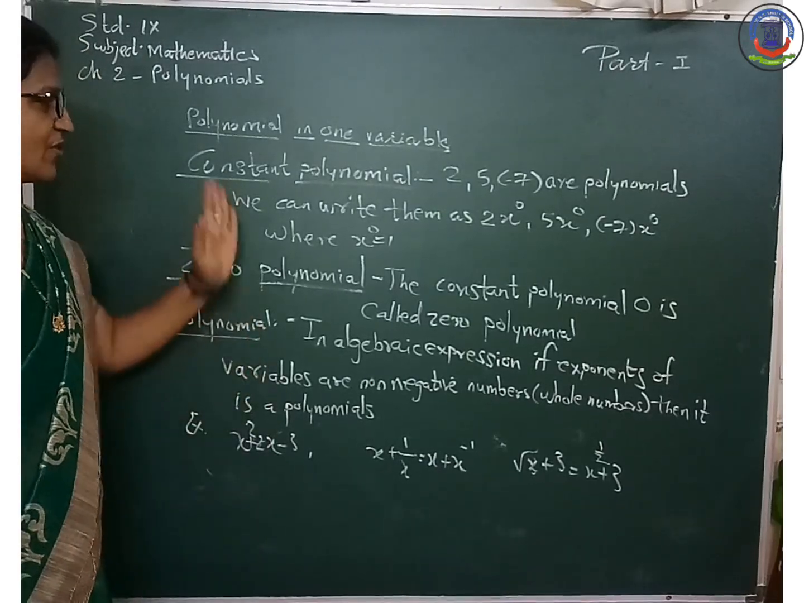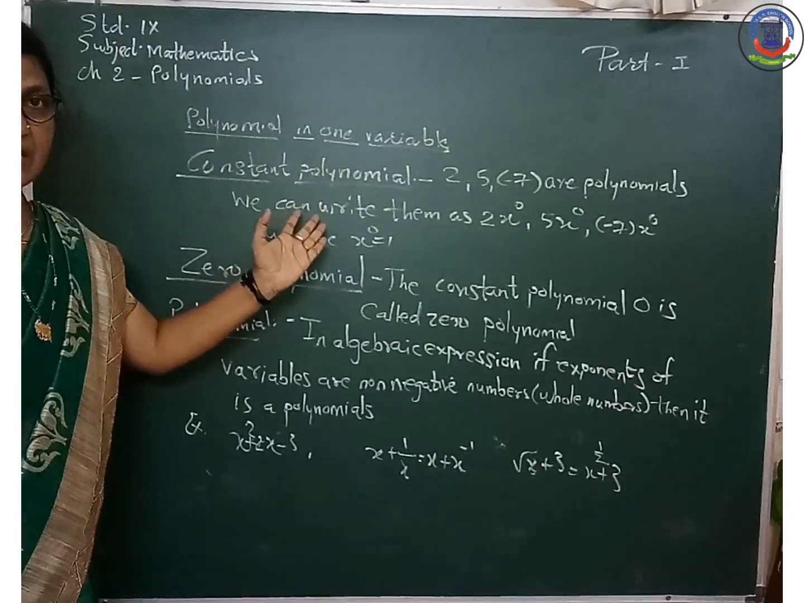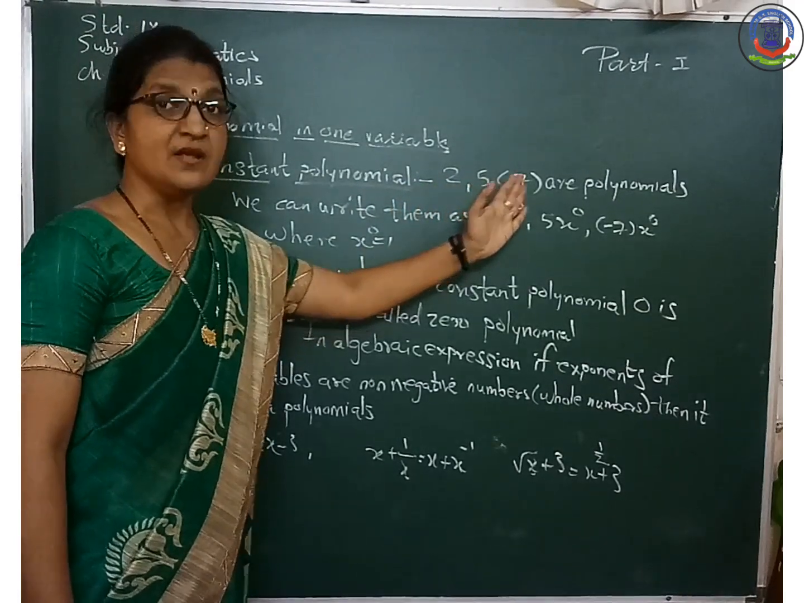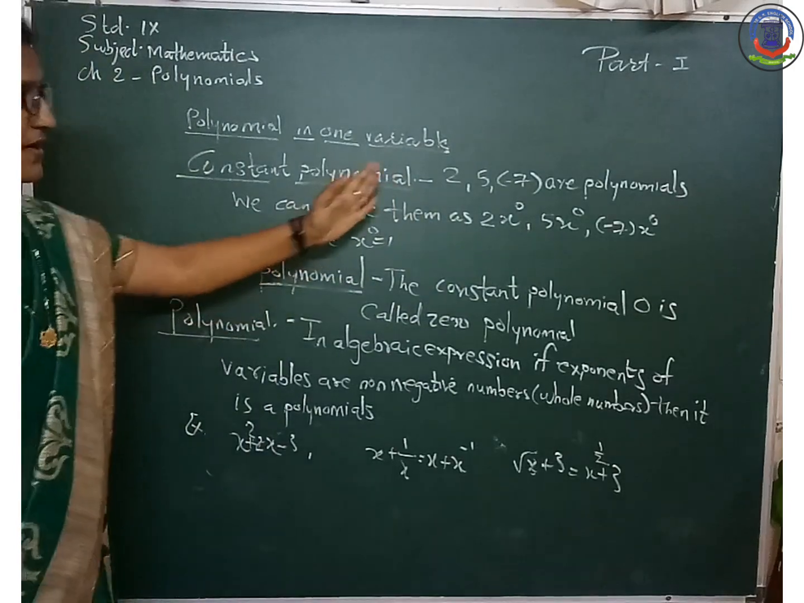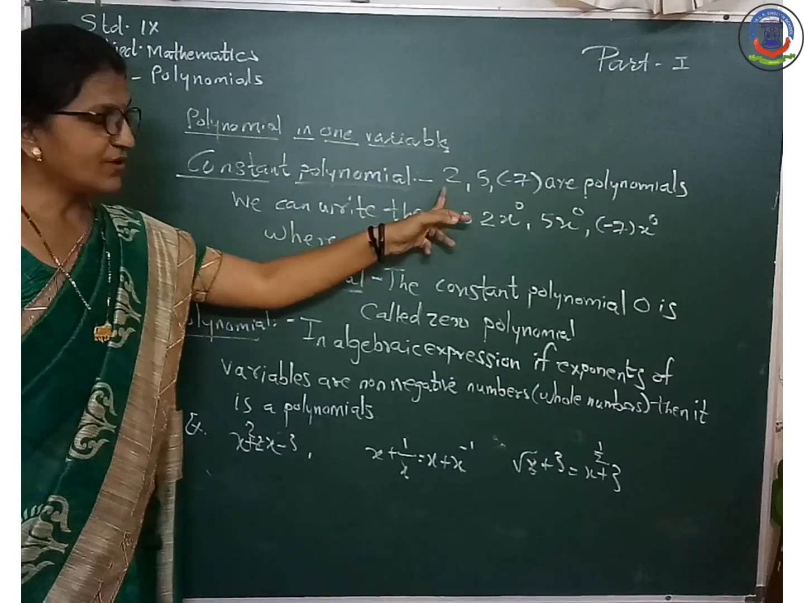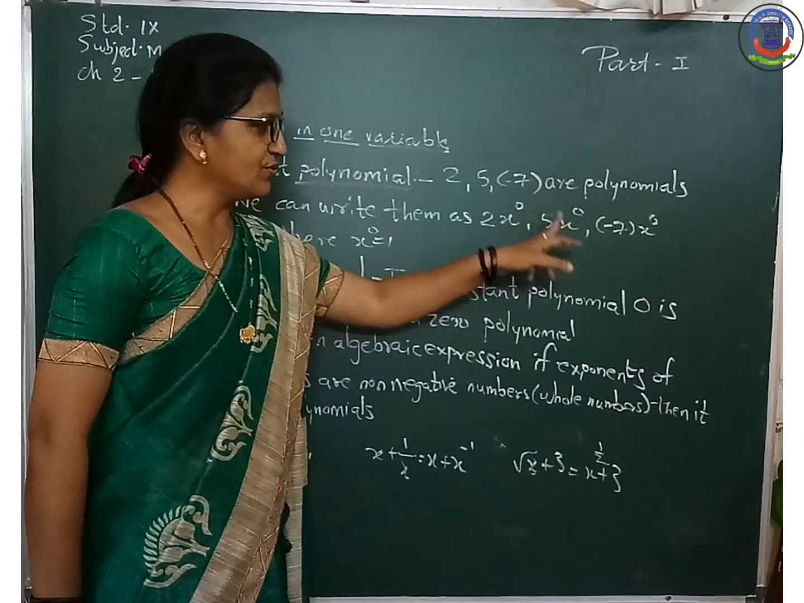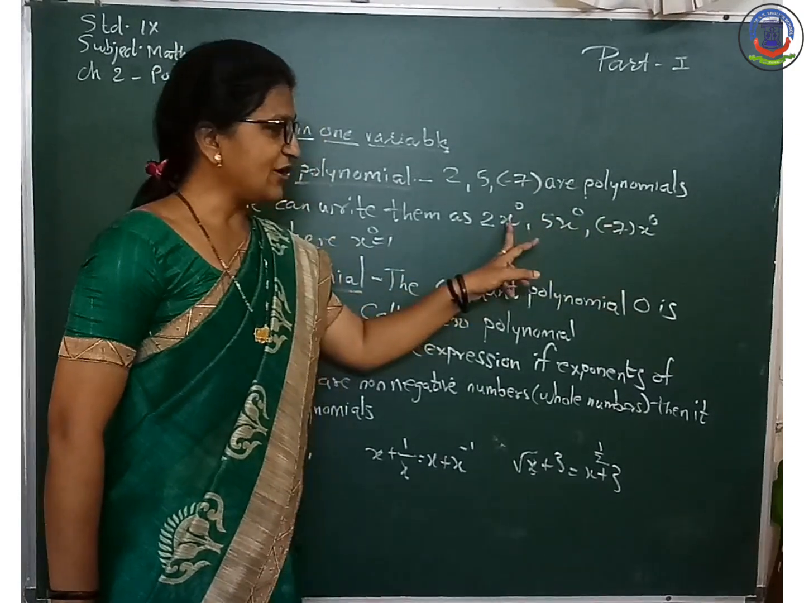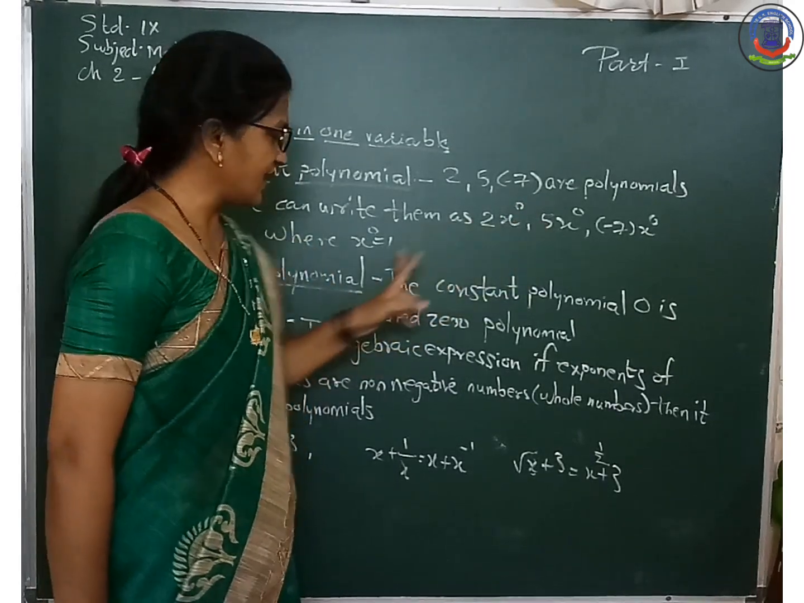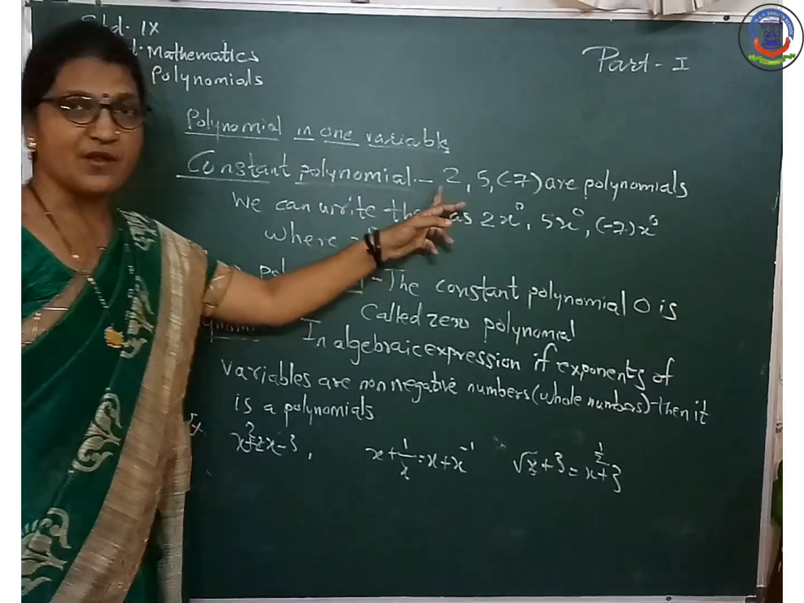Now we will study constant polynomials. Constant means the one whose value does not change, which we have already seen. Take the examples 2, 5, minus 7. These are also polynomials, even though x is not present. We can write them in polynomial form as 2x raised to 0, 5x raised to 0, minus 7x raised to 0. We already know that x raised to 0 is equal to 1. So these are examples of constant polynomials.